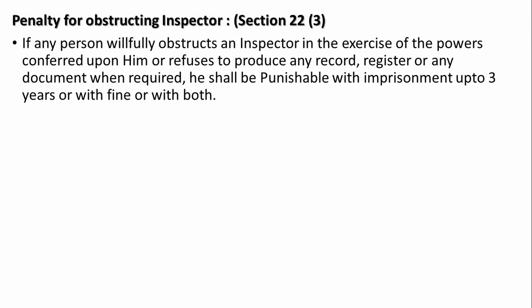Next, penalty for obstructing an inspector. If any person willfully obstructs an inspector in the exercise of the powers conferred upon him, or refuses to produce any record, register or any document when required, he shall be punishable with imprisonment up to 3 years or with fine or with both.